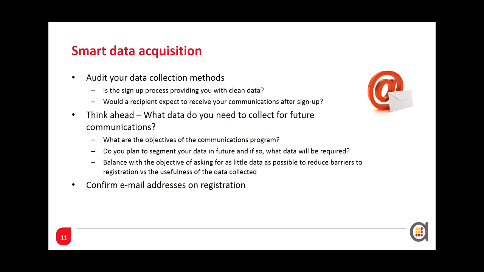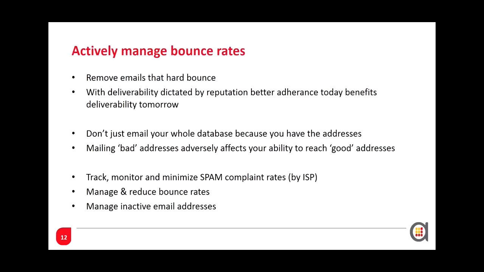And always try to confirm email addresses on registration, either, as I mentioned, through the double entry method or a welcome letter of some sort, some kind of list hygiene. Actively manage your bounce rates, remove emails that hard bounce. Like I said, our system will take care of this automatically for ongoing emails, but if you're bringing in a new list, or a list from another provider, from another ESP, then you should request a suppression list for that list, so that you know it doesn't contain unsubscribes, hard bounces, unknown users, and so on. And since deliverability is dictated by reputation, it's better to adhere today to receive the benefits of deliverability tomorrow.